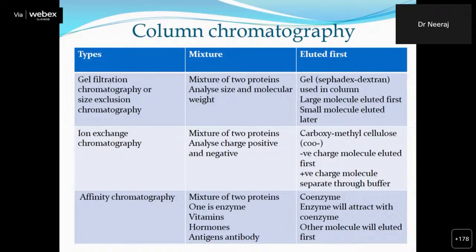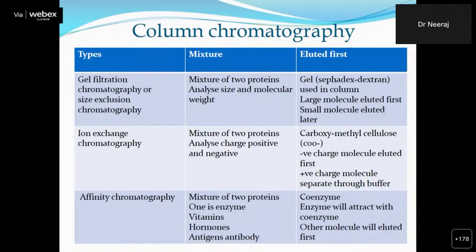Suppose we are taking the mixture of two proteins, and we have analyzed, then we get that there are different sizes of molecular weights of proteins present in the mixture. So what will we do? We just use gel, the most commonly used gel is Sephadex. It is called Sephadex dextran. It's a polysaccharide which is used in a column, like a test tube. Then we pour that particular mixture into that gel.